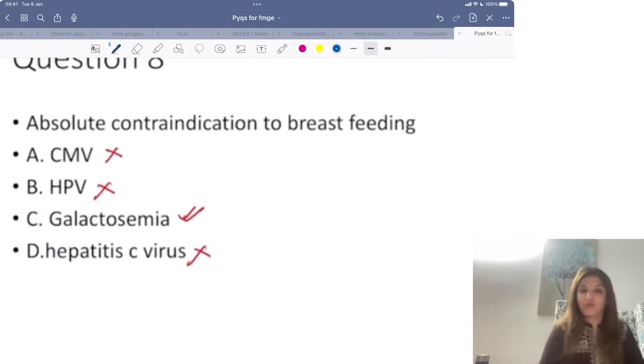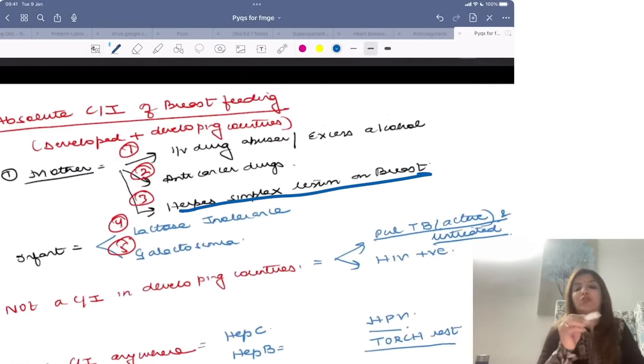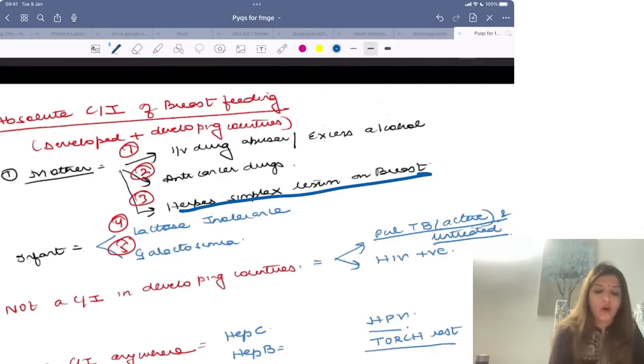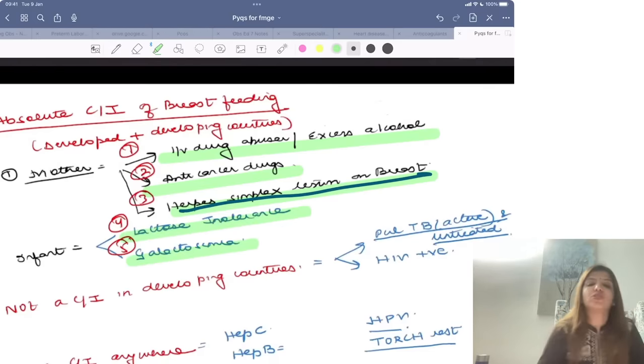Absolute contraindication to breastfeeding. Please remember, there is only one infection jo ki absolute contraindication hota hai to breastfeeding, and that is herpes simplex infection, and that too if it is present on the breast area. That is an absolute contraindication to breastfeeding. Iske alawa, koi bhi infection is not an absolute contraindication to breastfeeding. Right? Absolute contraindications to breastfeeding are if the female is an IV drug abuser or if she uses excessive alcohol, if she is on anti-cancer drugs, if she has herpes simplex infection on the breast, if the baby has lactose intolerance or baby has galactosemia. Right?